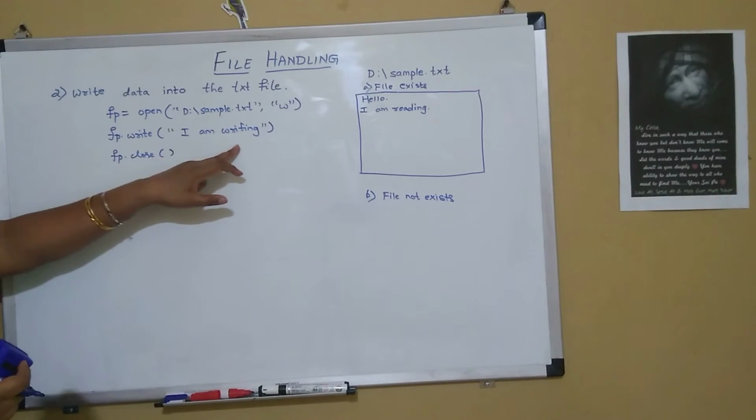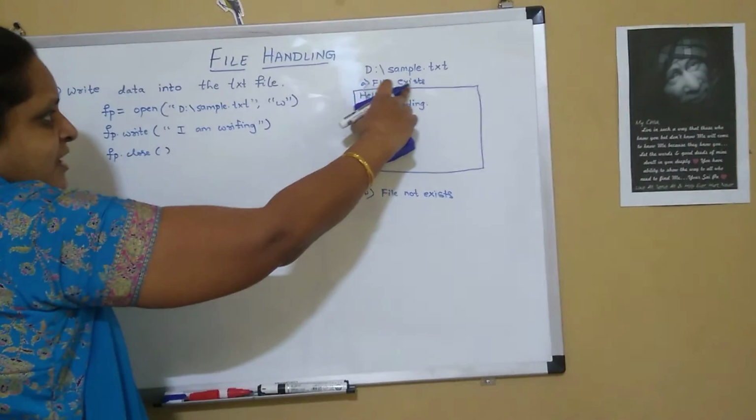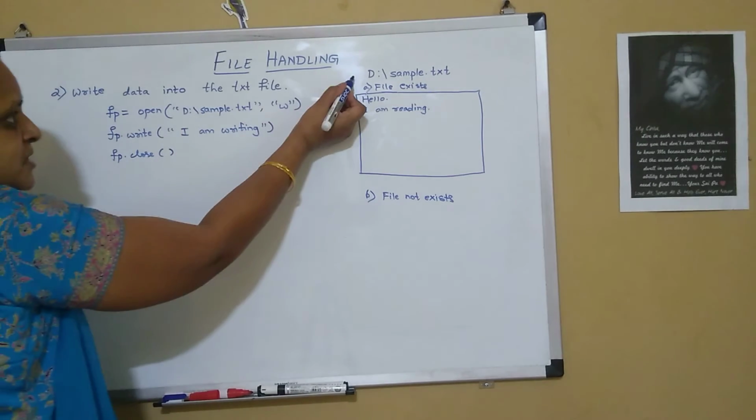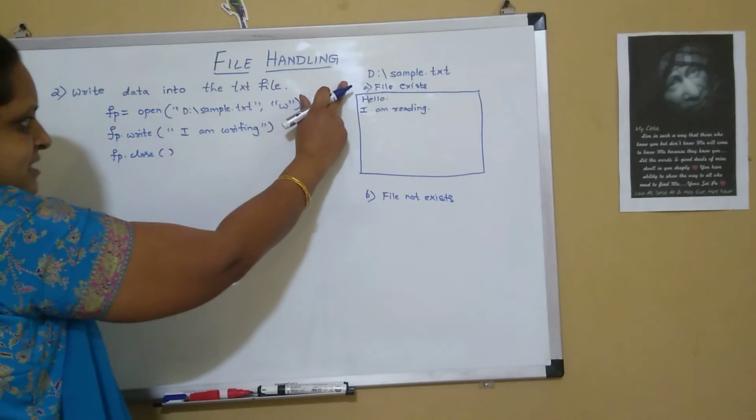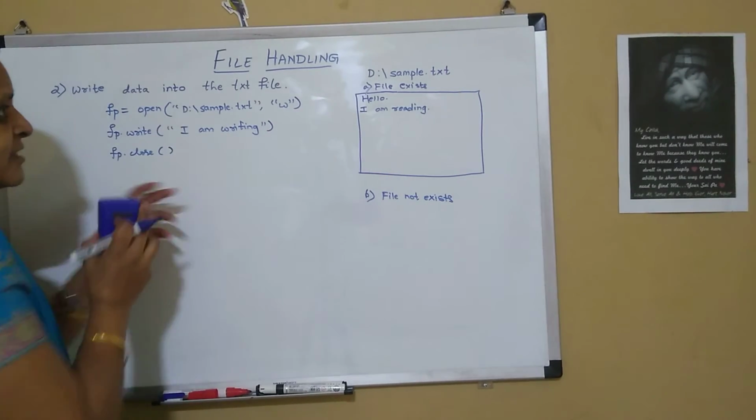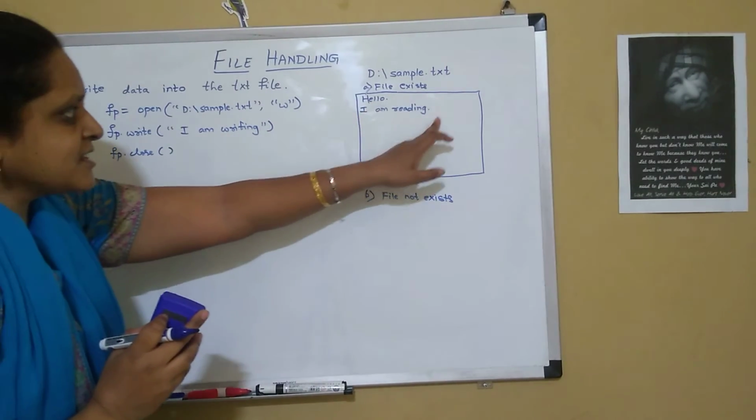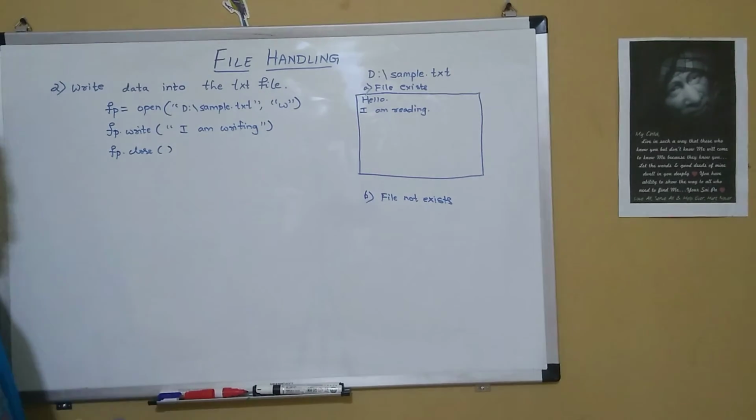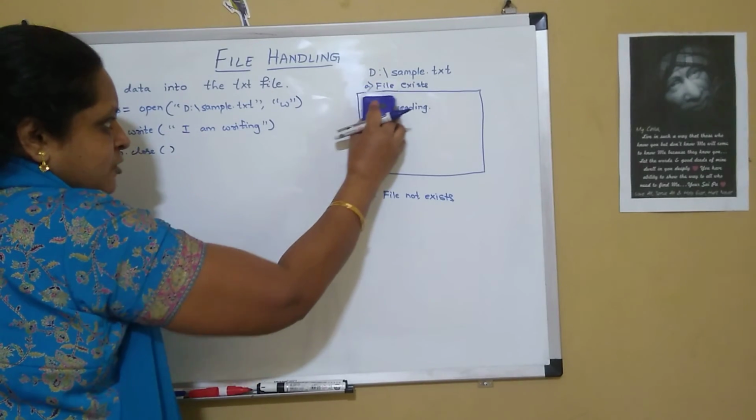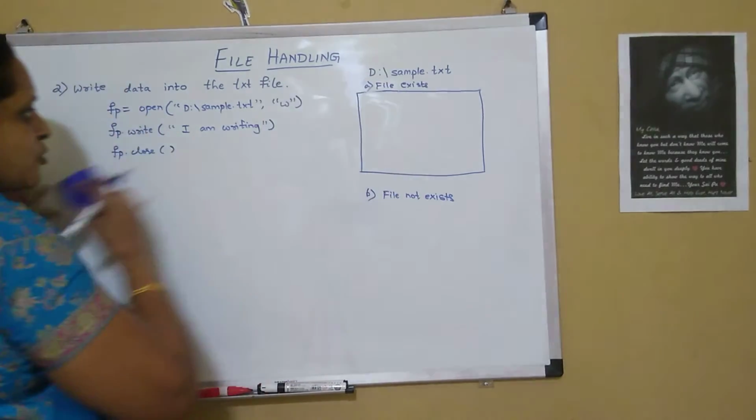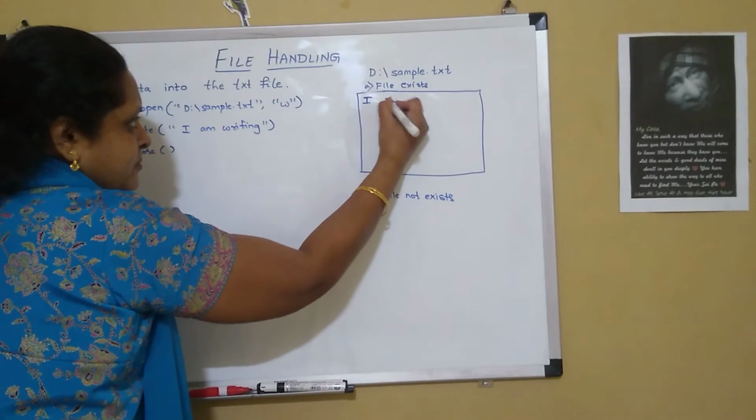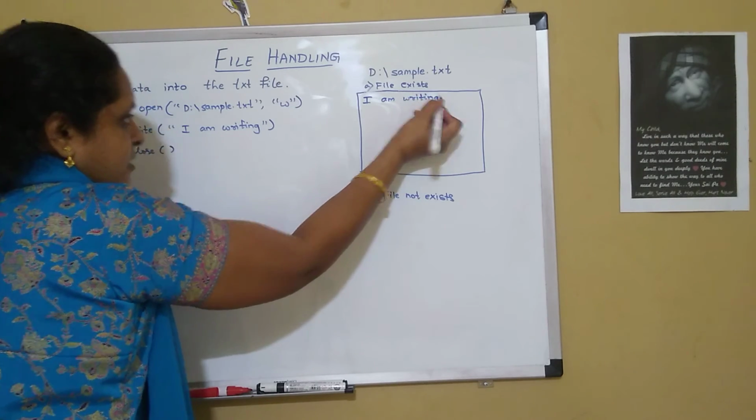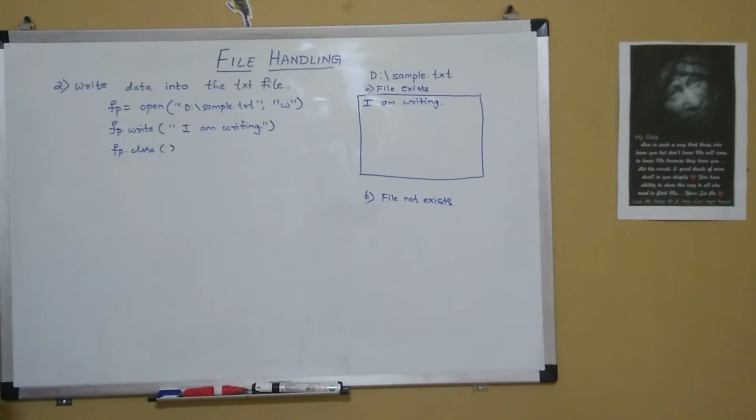So when I am giving I am writing, what will happen if the file exists? If the file exists, that is sample.txt is present in D drive. So the file exists. So it will overwrite the contents. Whatever earlier contents were there in the particular file will be overwritten with I am writing. So this whole data, whatever is present in the file, will be overwritten with I am writing.